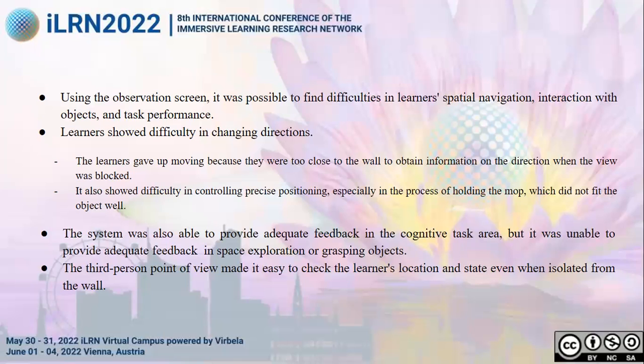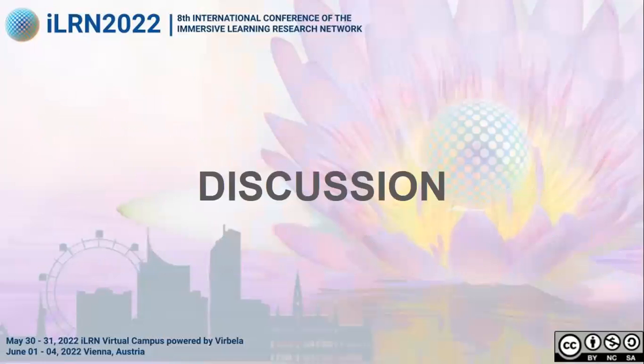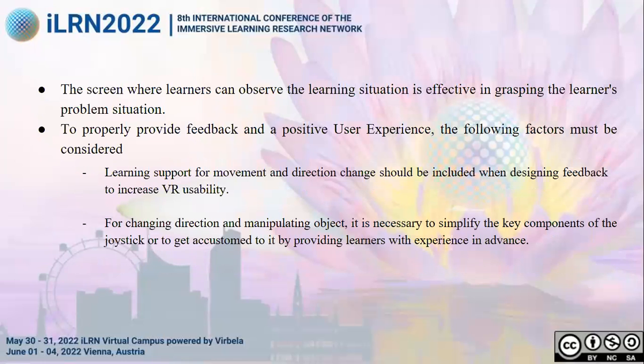The third-person point of view made it easy to check the learner's location, even when isolated from the world. So the screen where the teacher can observe the learner's situation is effective in grasping the learner's problem situation, to hopefully provide feedback and a positive user experience. The following factors must be considered.